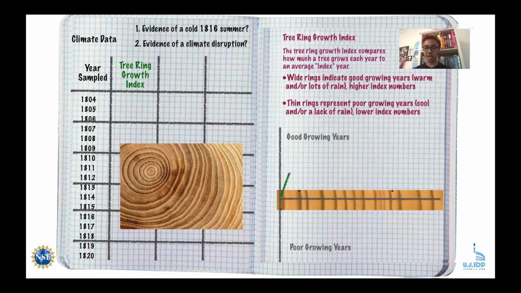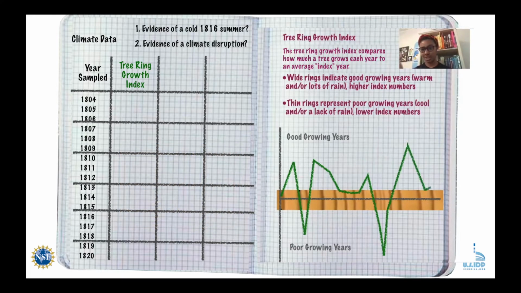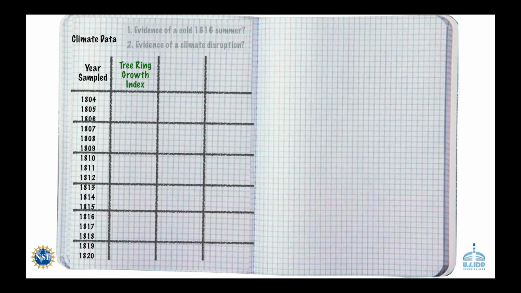Wider rings, again, show good growing years, which have warmer temperatures and more rain. Thin rings, again, represent poor growing years with cooler temperatures and little to no rain. So to summarize, wide rings, good growing years, higher index numbers. Thin rings, bad growing years, lower index numbers. That's all you really need to know. Bye.